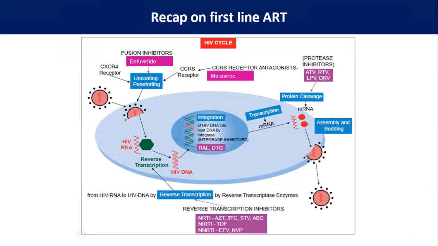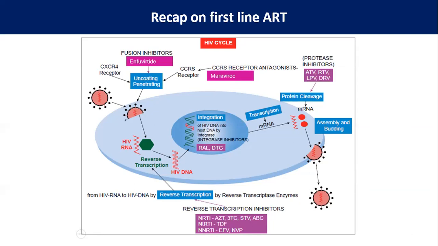Now, if the virus escapes this and enters into the nucleus of the cell, then it gets integrated with the host DNA by the enzyme integrase. If we can prevent this integration by blocking the integrase enzyme, then the life cycle of the HIV will be prevented. The drugs developed were raltegravir and dolutegravir. Under the national program, we have dolutegravir.